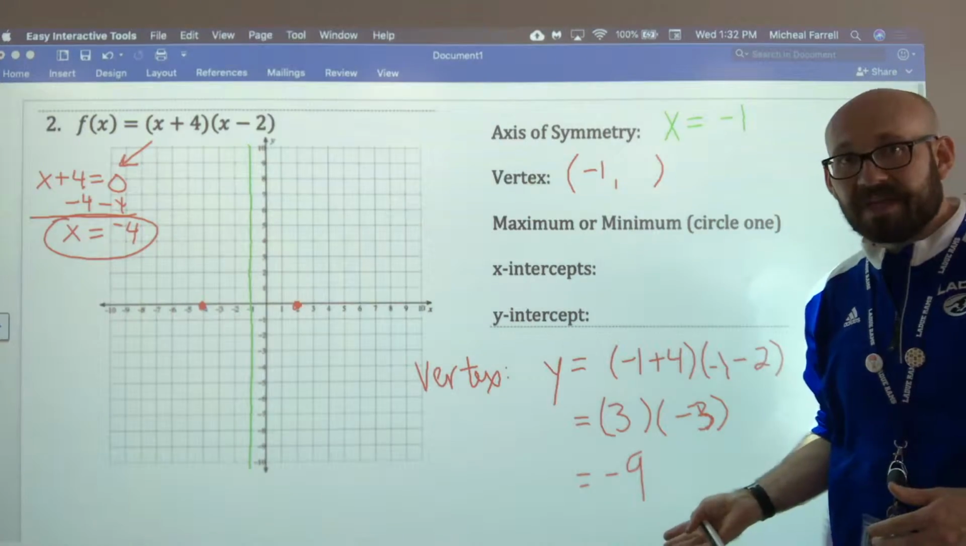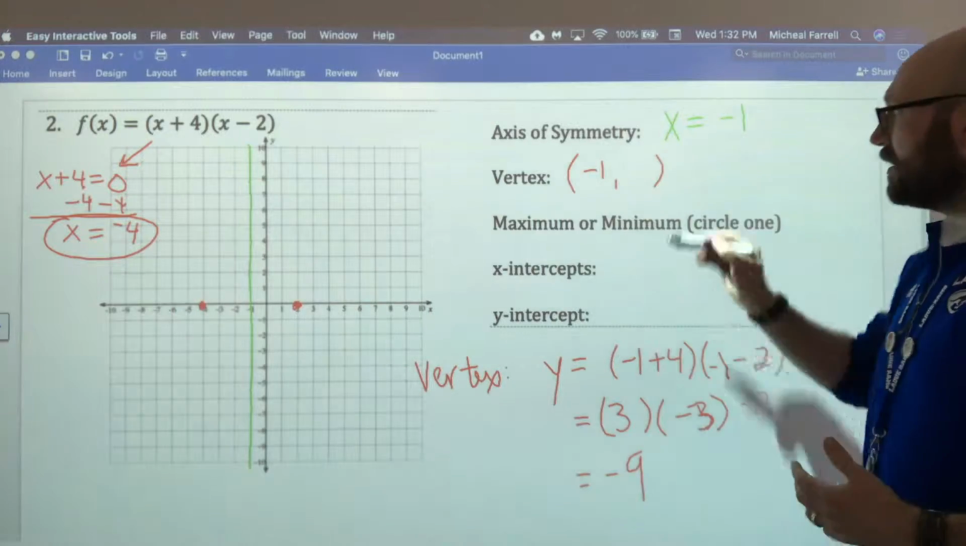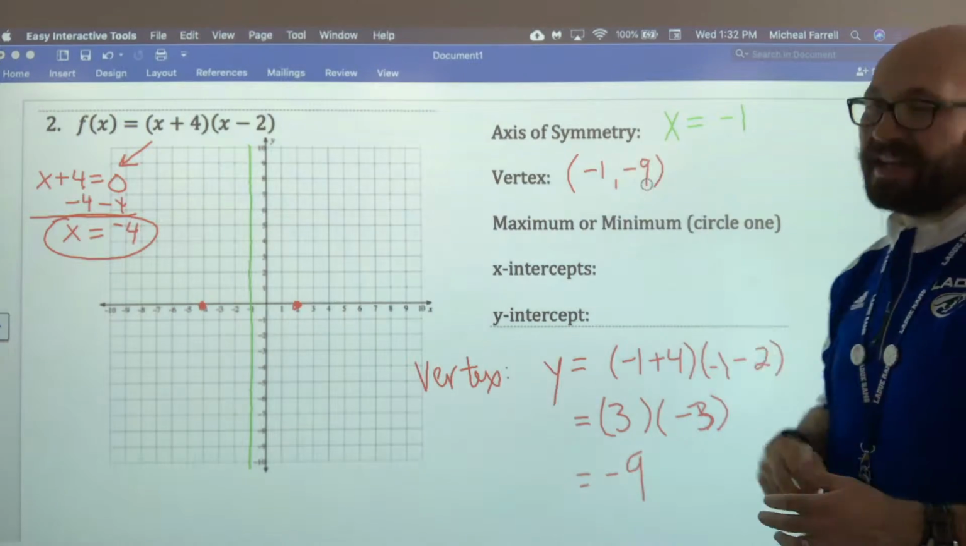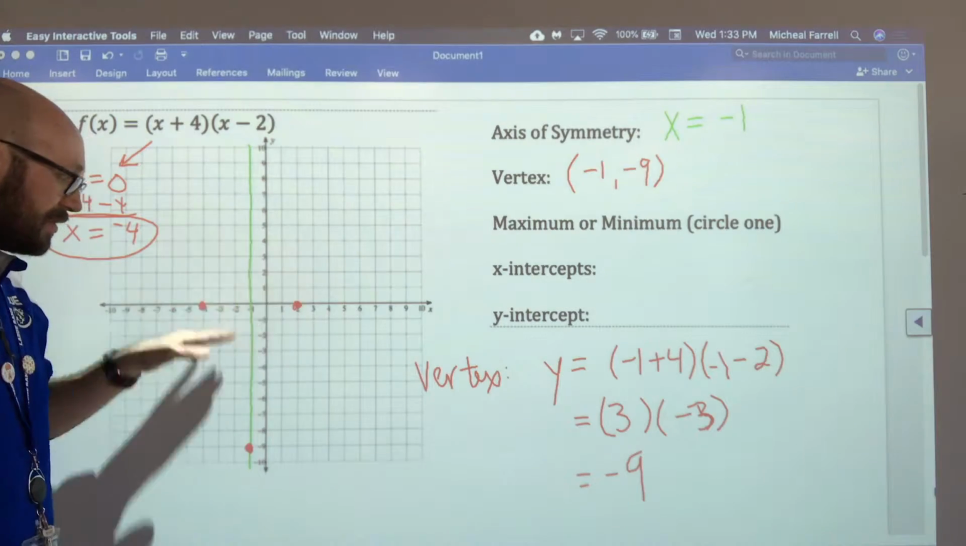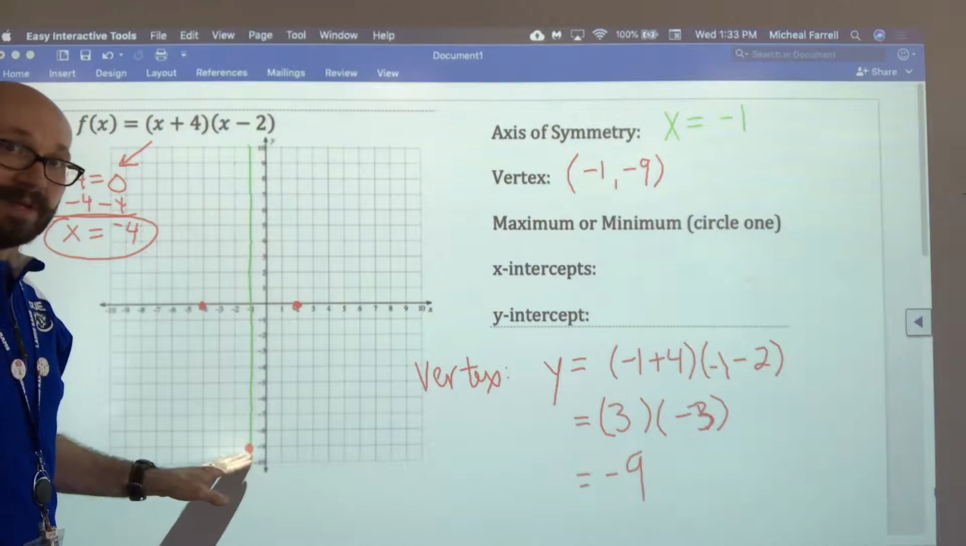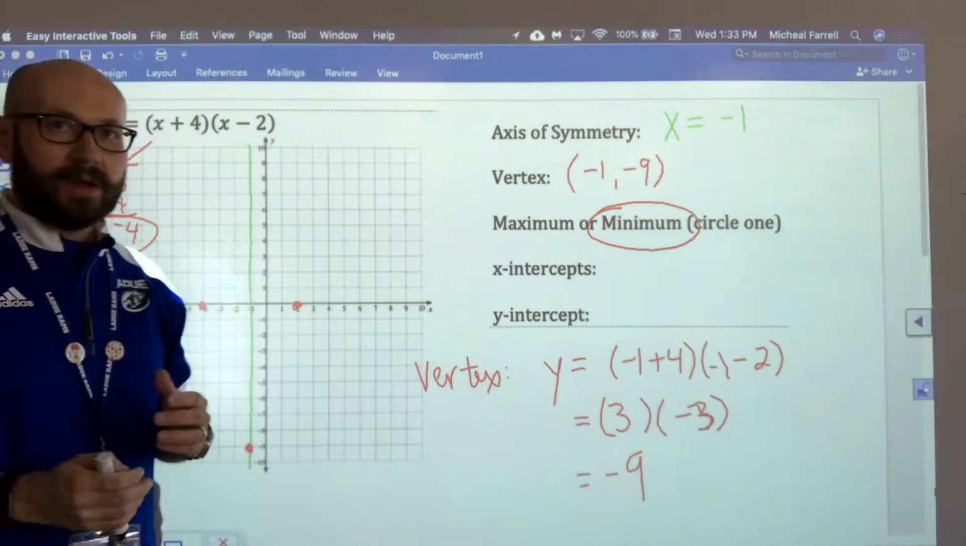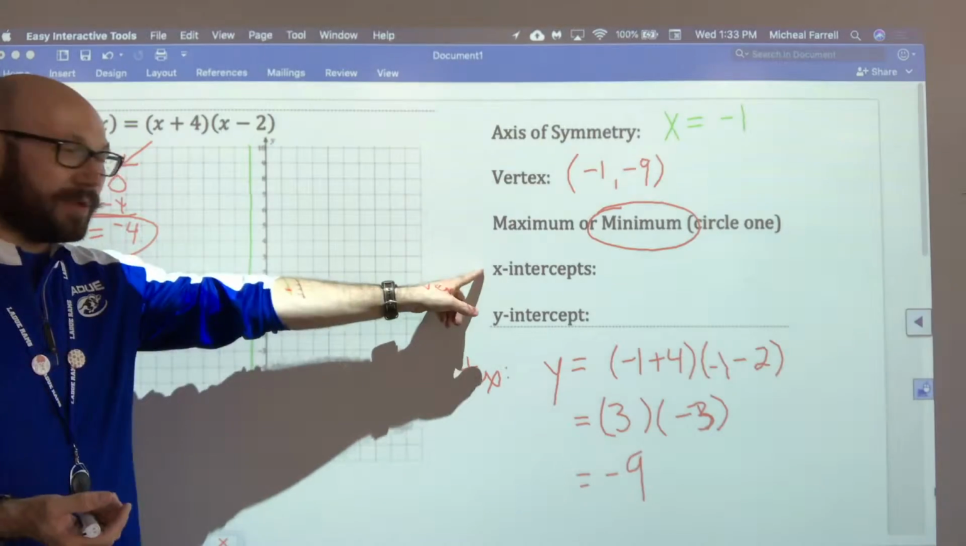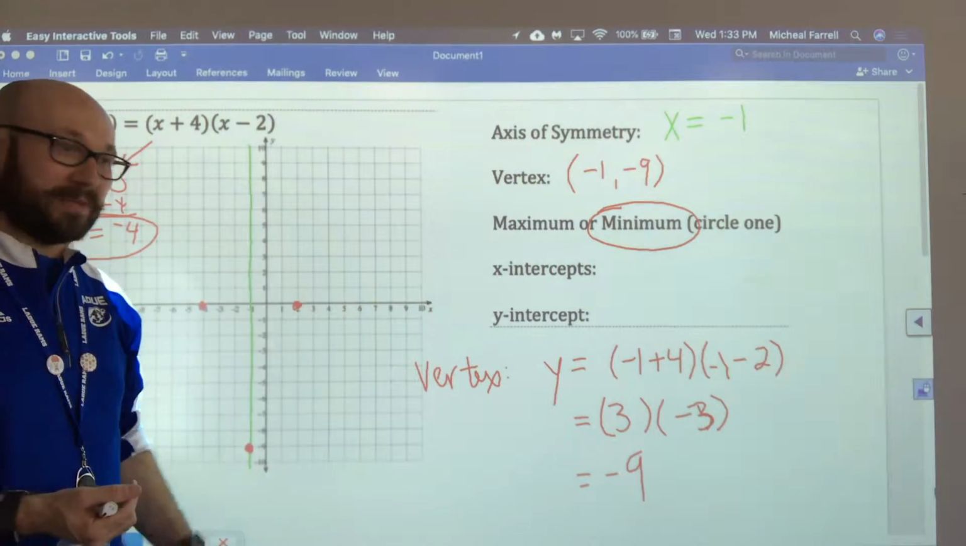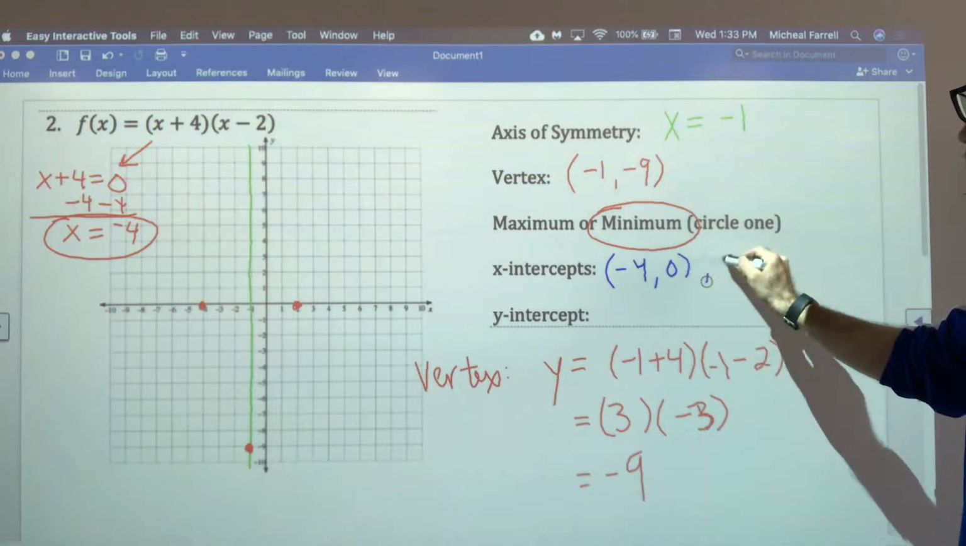All right, we got a y value of -9 when we plugged in -1. So that's where our vertex is, (-1, -9). Since this is lower than the other two zeros, I've got a minimum. All right, you know what's great about intercept form? I already know what the x-intercepts are, so let's go ahead and write down these coordinates.